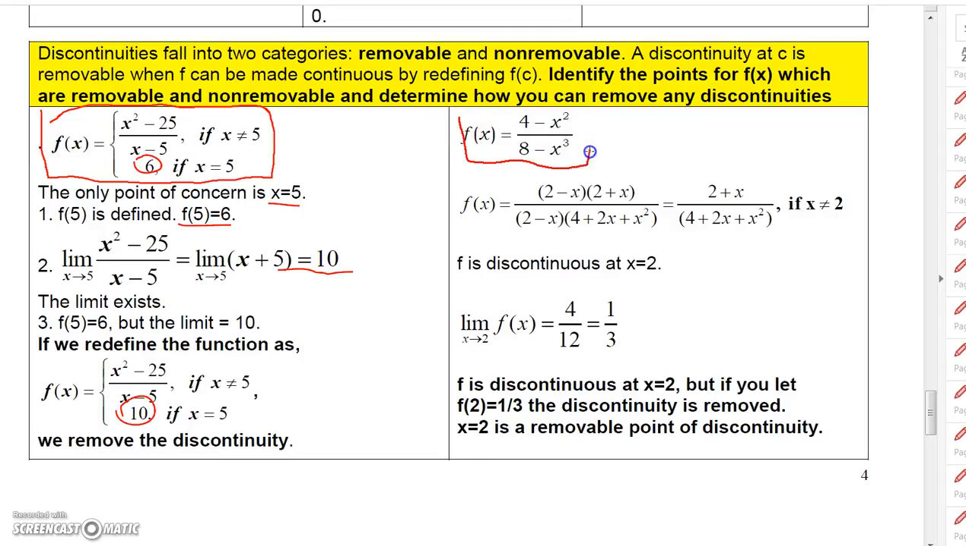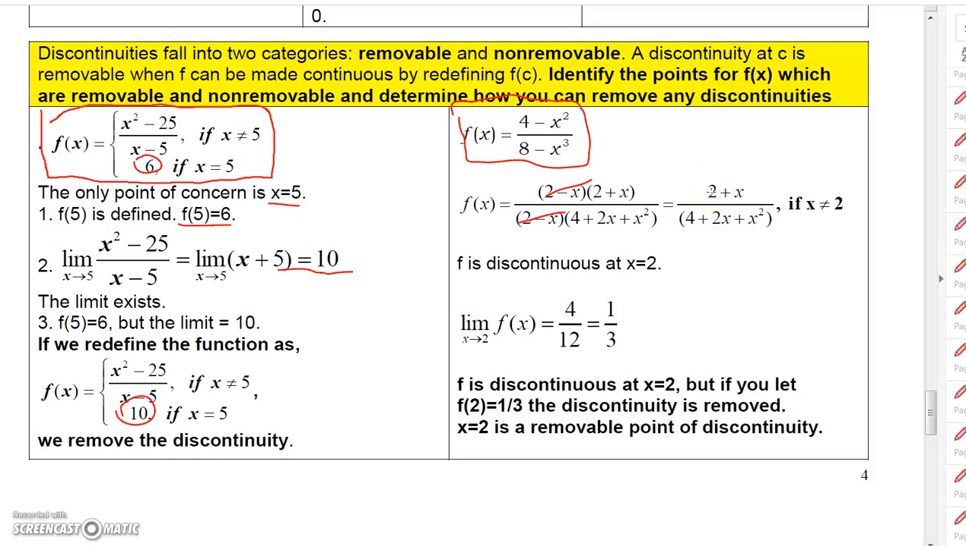Okay, this one is discontinuous at x equals 2. You can see that if you plug 2 in, you're going to get 0 in the denominator, but you're also going to get 0 in the numerator. So let's see if we can factor the top and bottom. I'll factor the top as a difference of squares and the bottom as a difference of cubes. And when I factor that, I get 2 minus x over 2 minus x here, which is 1. So that's just 2 plus x over 4 plus 2x plus x squared.